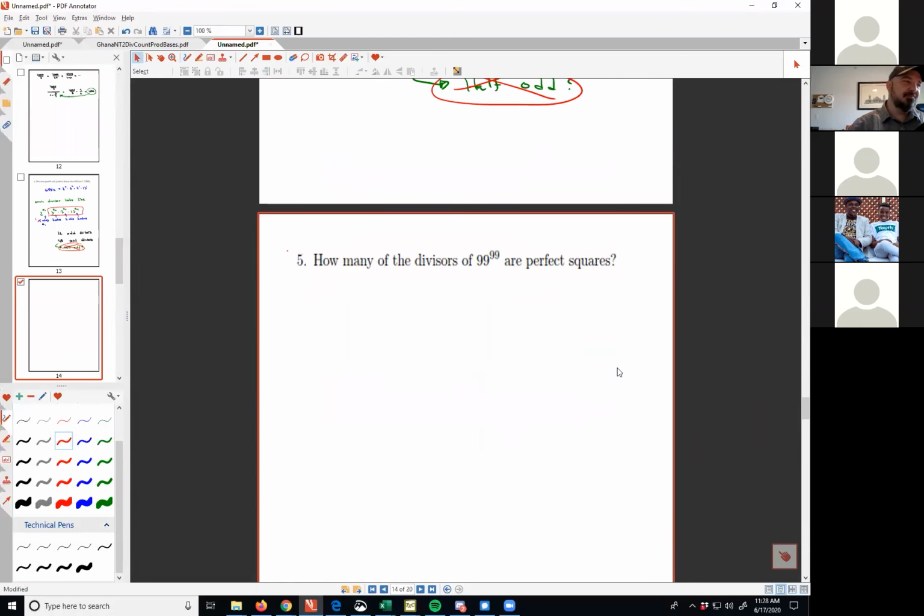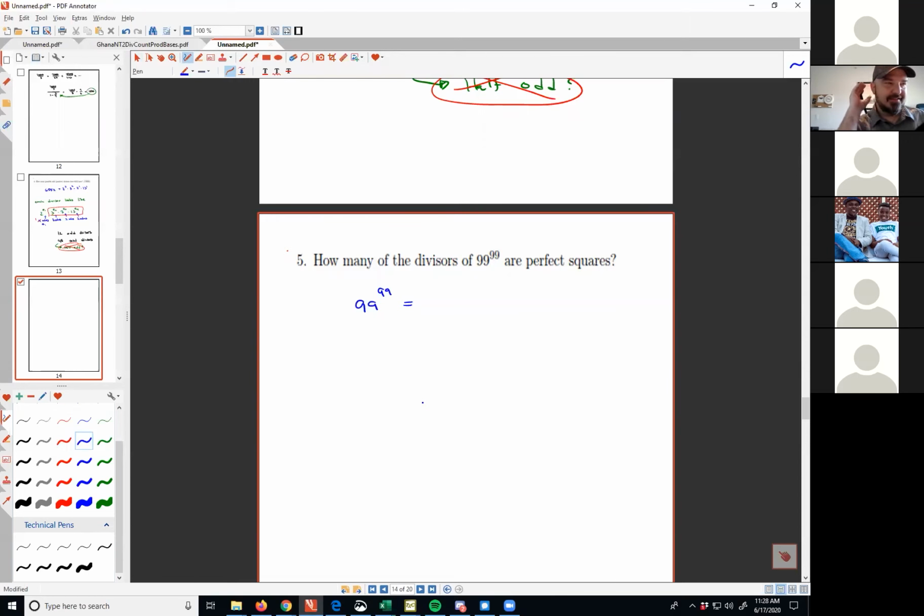How can we get started? Prime factorization. What do we do? Sorry? 3 squared times 11. And then you put the 99 outside. So 3 to the power of 198 times 11 to the power of 99. Good.